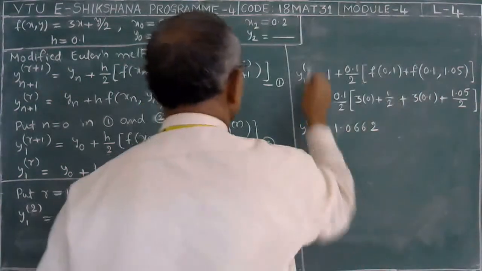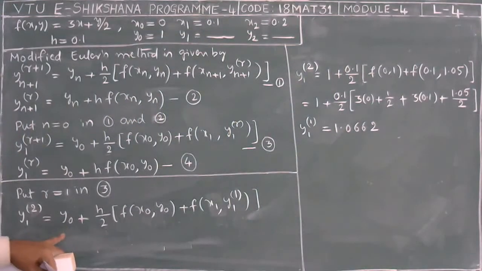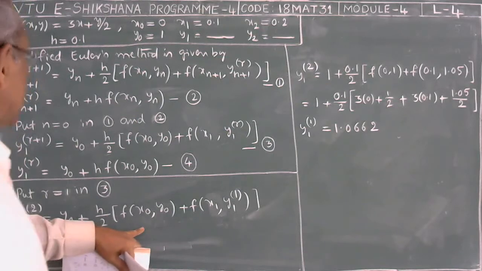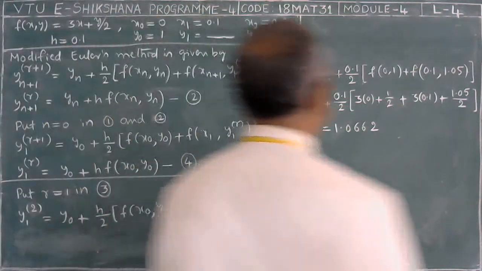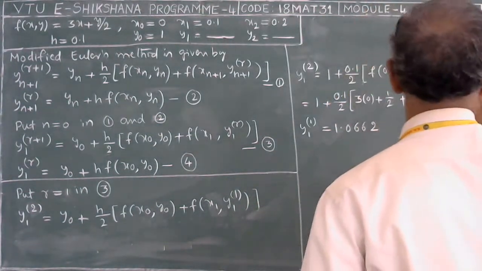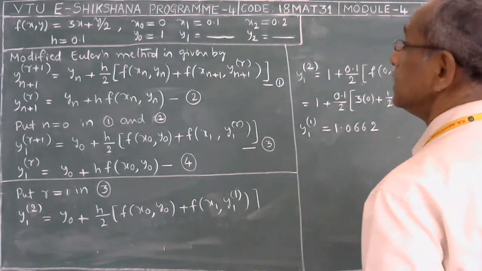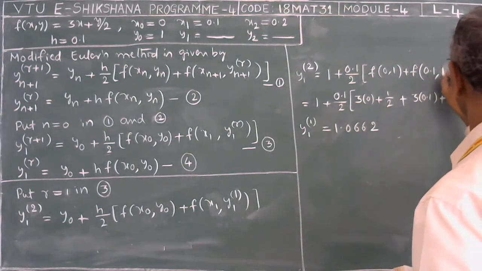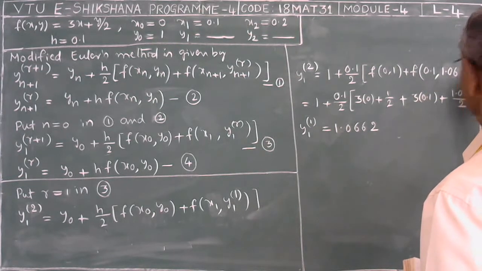So y12, y0 is 1, by 2 f of x0, y0, x1, y1, that is 0.1, comma, 0.1, comma, 1, y11 is 1.0662.